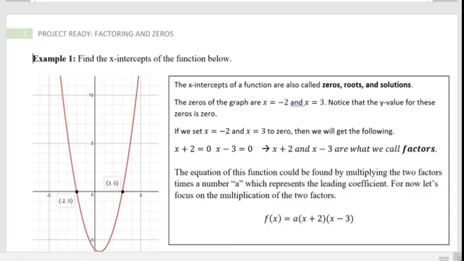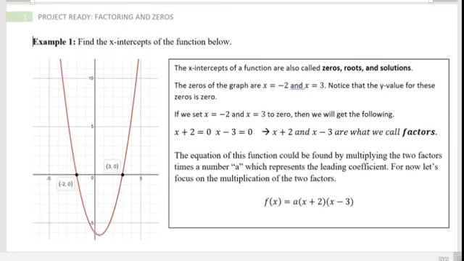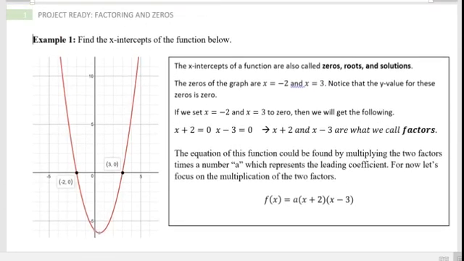Factoring plays an important role in Chapter 2 in Math 1314. So the first thing we want to talk about is the X-intercepts. And these X-intercepts are these points right here on the graph. And notice that the Y value is 0. These X-intercepts also have other names. We also call these zeros, factors, or solutions.